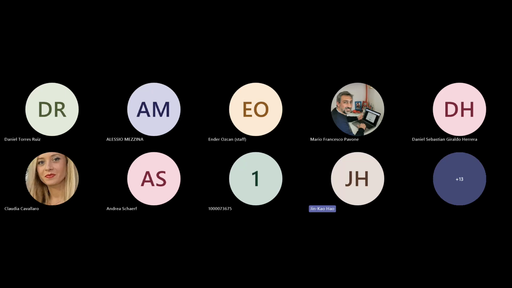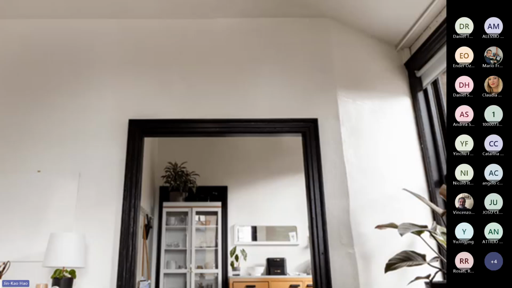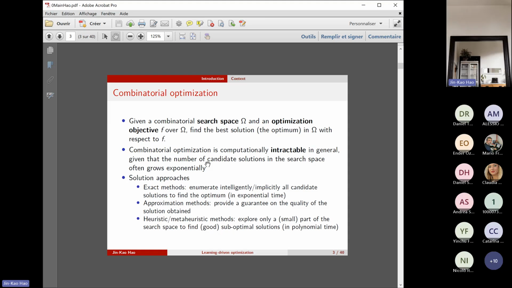Everybody in the meeting room has already some basic knowledge on optimization. So I will just recall the most general definition of a combinatorial optimization problem. We are given a combinatorial search space and an optimization objective over this search space. The basic goal of the problem is to identify, among all the possible solutions in the search space, the best solution.